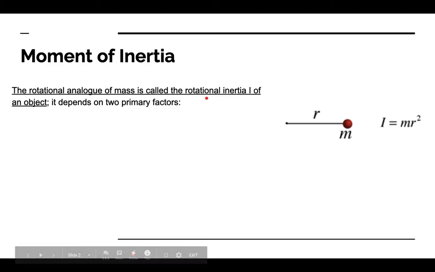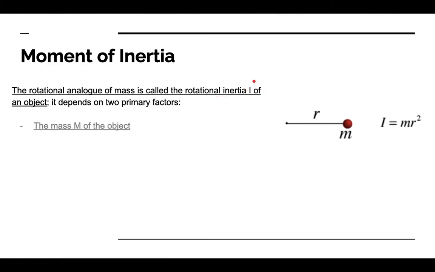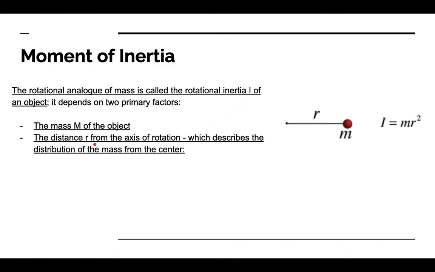moment of inertia of an object, which we represent with the letter I. It depends on two primary factors: the mass m of our object and the distance r from the axis of rotation of our mass, which describes the distribution of the mass from the center. So as we see right here, our mass is located a distance r from the center, okay? So that's going to predominantly determine our moment of inertia, okay?